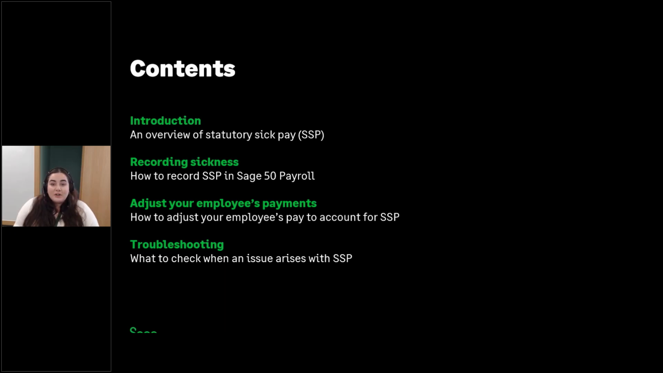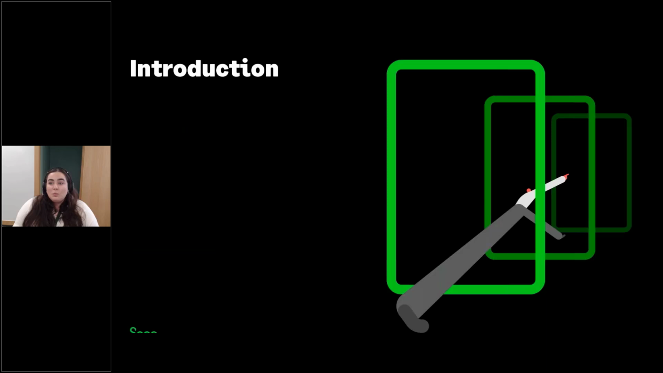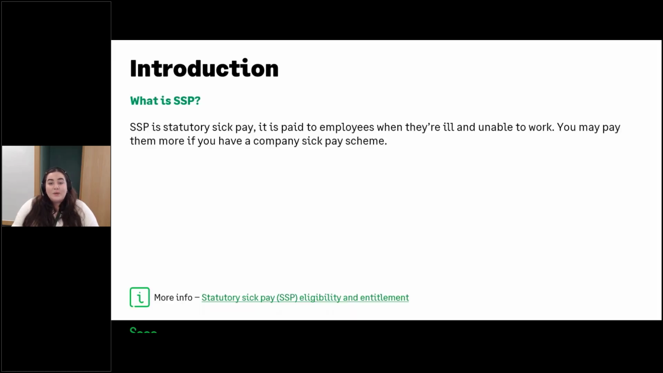Well, let's get started with that introduction then. So what is SSP? It stands for statutory sick pay, and it's the minimum amount that you should pay to qualifying employees when they're off sick. It's paid to employees when they're ill and unable to come to work, but you might pay them a little bit more if you've got a particular company sick pay scheme, which is something that we'll loop back to a little bit later.